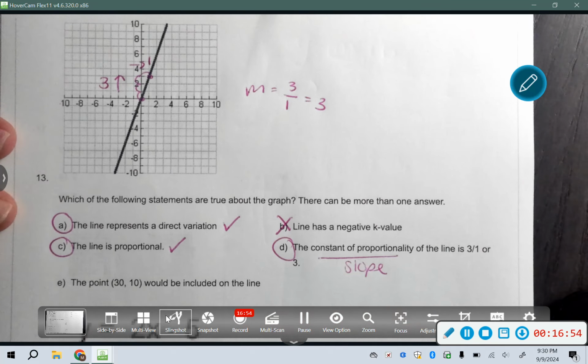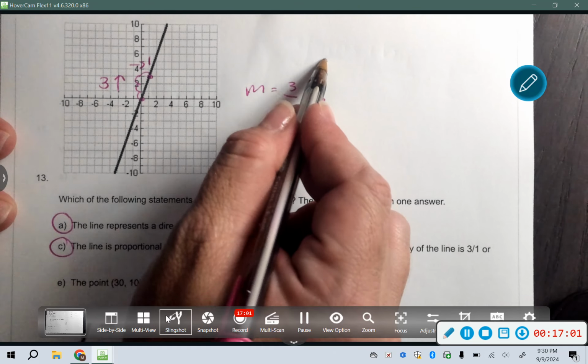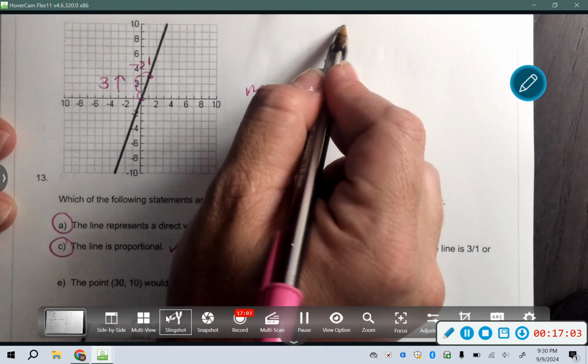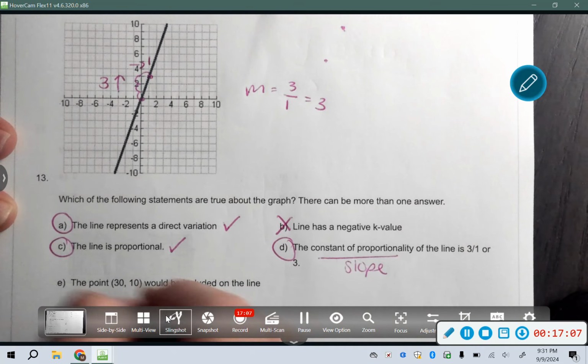So that is true. And then it says the point (30, 10) would be included on this line. So if I go over 30, up 10, what does that look like? So that would be like a height up, because that's my 10. And that does not look like it would be in my line, so no.